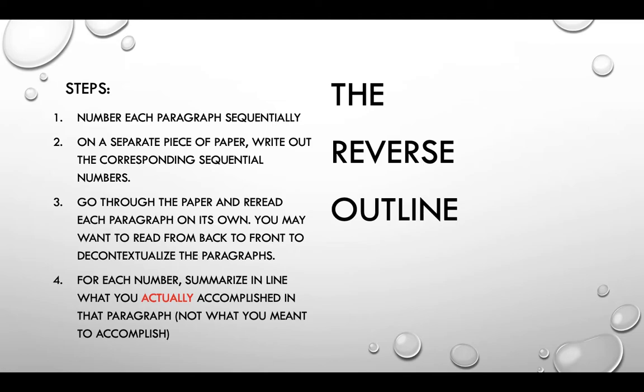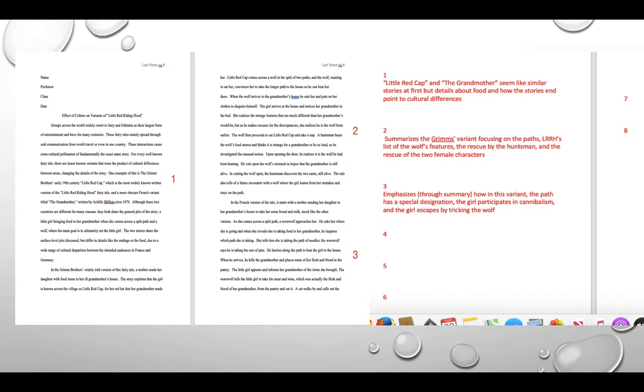And for each number and each corresponding paragraph, you're going to try to summarize in a line what you actually accomplished in that paragraph. Not what you meant to accomplish, not what you remember accomplishing, but what you actually managed to do. So it looks a little something like this. This is just the first couple of pages of a paper. I've numbered the paragraphs, and then I've started to write a summary of what I did in that paragraph. All right.